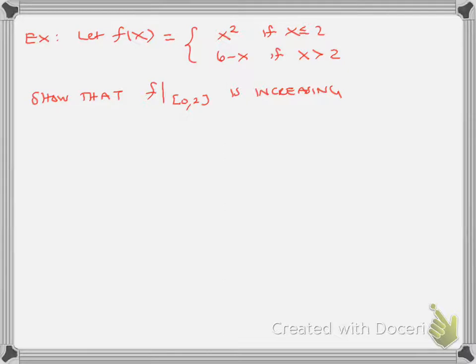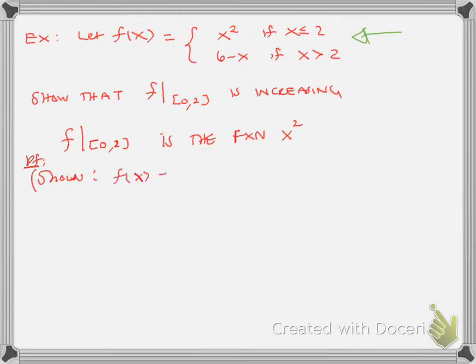Well, let's think about this. Since we're restricted to 0, 2, this is a piecewise function, right? Which part of the function are we restricted to? Well, since it's from 0 to 2, including both, this will represent the function just x squared, right? So sort of in our proof, we need to show that f of x, which equals x squared in our case, is increasing on the closed interval 0, 2.